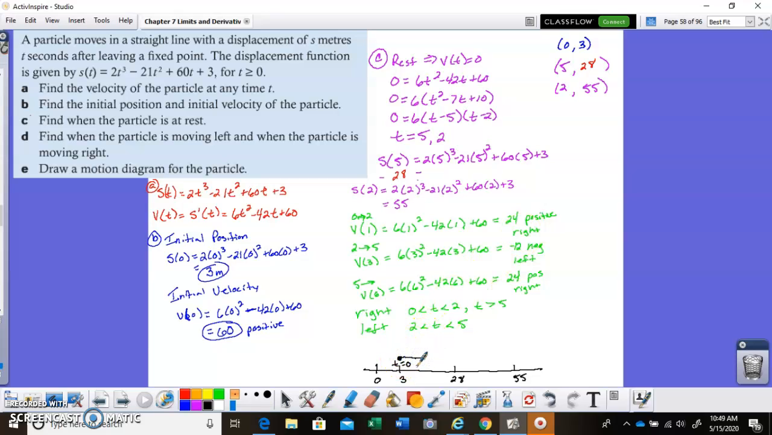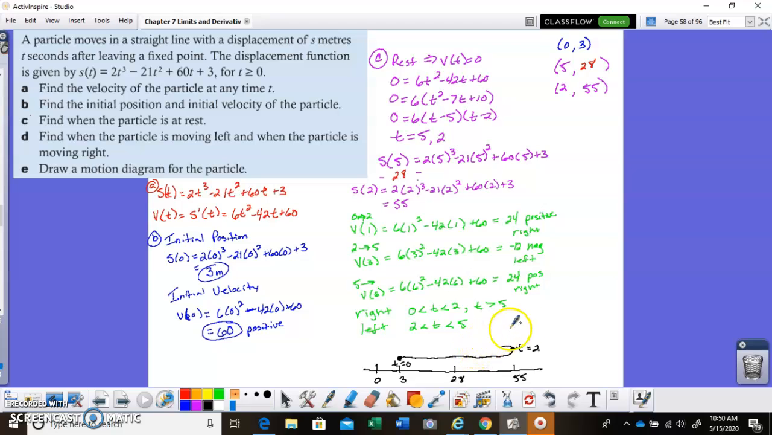Now, where does it first come to a rest? Well, at 2 seconds, it comes to a rest at 55. So we're going to go all the way over to 55. And this is actually where it does a turnaround. Okay, this is my rest point, and that's where time equals 2 seconds. And then it does a turnaround, and I know it does a turnaround because after 2 seconds, when I went up to 3 seconds, it says it was moving to the left. So we're going to move to the left.